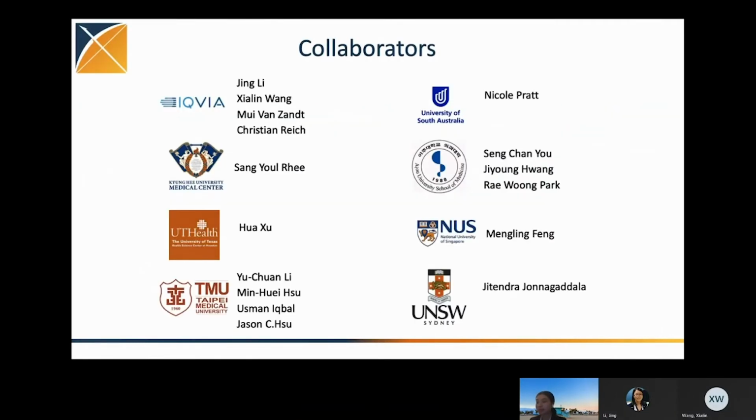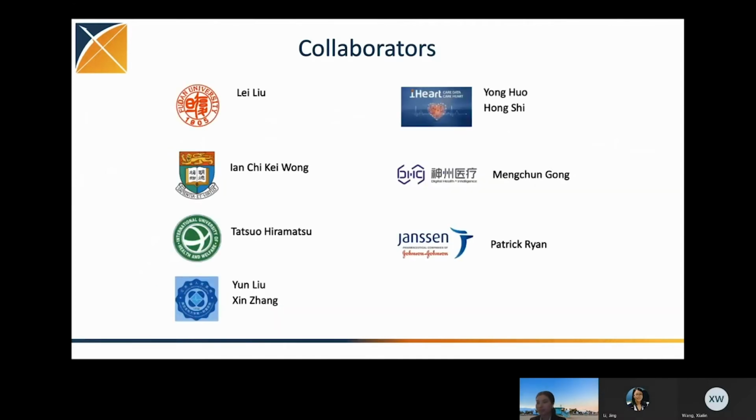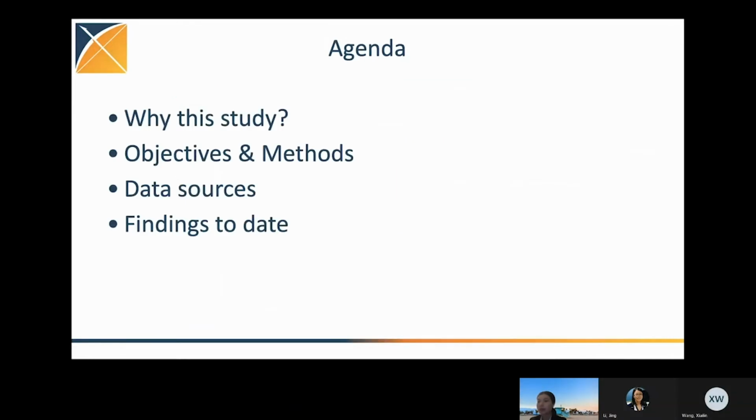I must say that this study is really teamwork. We have 25 collaborators from 16 institutions. Without their contribution, this collaborative work cannot be done. For today's talk, I will first describe the rationale of this study. Why do we think it's important to do this study? Then I will talk about the study objective, methods, as well as the data sources. Finally, I will show you some preliminary findings of our analysis.